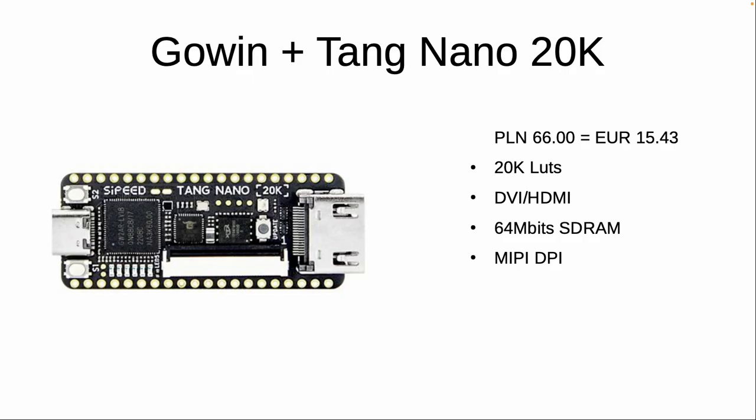The cheapest product, sort of with significant bandwidth, is the Tang Nano 20K. It's got both DVI, it's got that FPC connector, it's got a bunch of memory on board. The problem is it's not quite clear what the licensing is on its code.